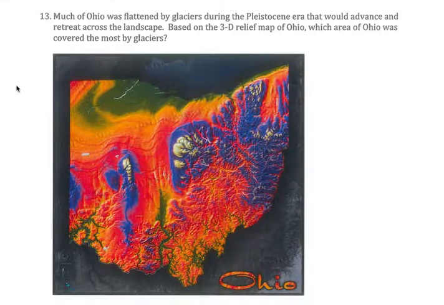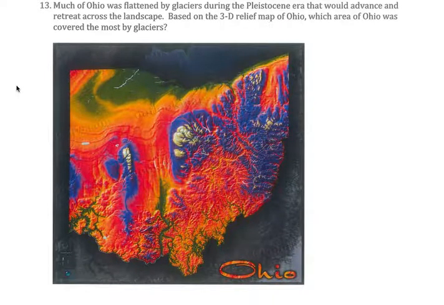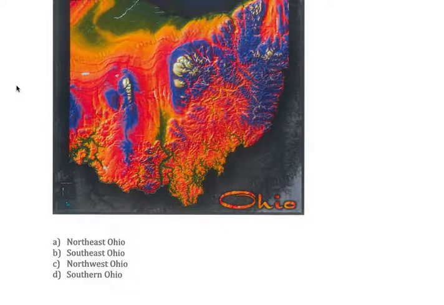Number 13, much of Ohio was flattened by glaciers during the Pleistocene era that would advance and retreat across the landscape. Based on the 3D relief map of Ohio, which area of Ohio was covered most by glaciers? Is it A, northeast Ohio, B, southeast Ohio, C, northwest Ohio, D, southern Ohio?